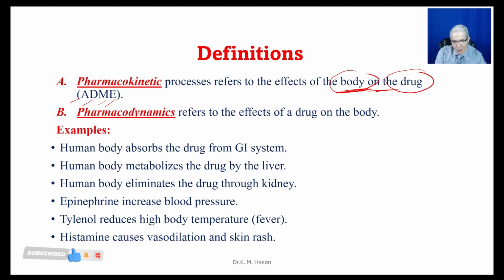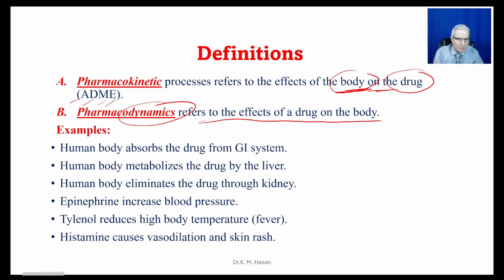Moving to the pharmacodynamic, here we study the effect of the drug on the human body. So the pharmacodynamic studies the effect of the drug on the human body. For example, this medication lowers temperature, this medication lowers blood pressure, this medication lowers hyperglycemia or lowers blood glucose, this medication relieves pain. So this is pharmacodynamic. Pharmacodynamic studies the effect of the drug on the human body.